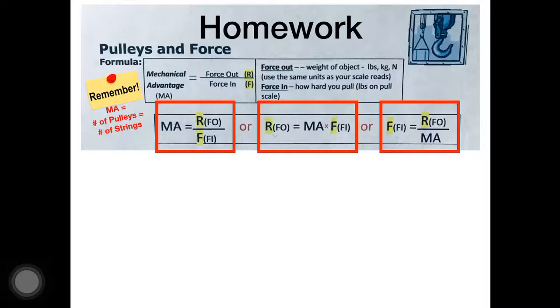So if your problem doesn't give you the mechanical advantage, but it does give you the number of pulleys or the number of strings, you're still good to go. You can put the number of pulleys or the number of strings in for an MA.